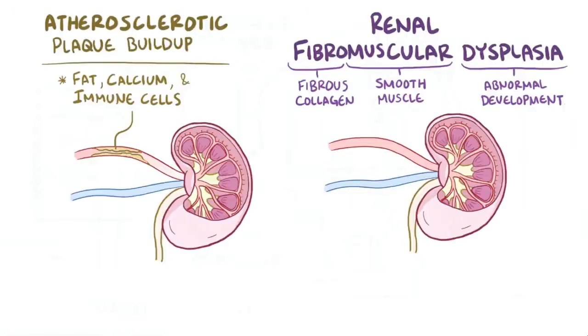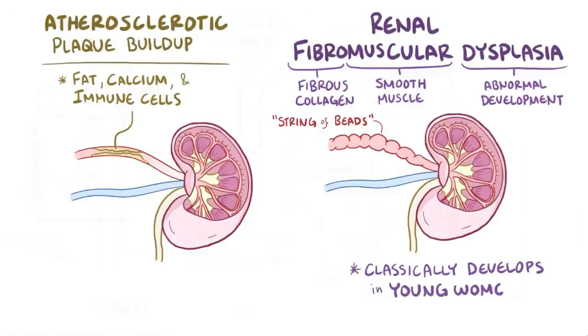So renal fibromuscular dysplasia is when something goes wrong with connective tissue and smooth muscles in the walls of the renal artery, resulting in a series of bulges and narrow spots that leaves the artery looking like a string of beads, instead of a uniform cylinder. Fibromuscular dysplasia classically develops in young women, but the exact underlying cause is still unclear.